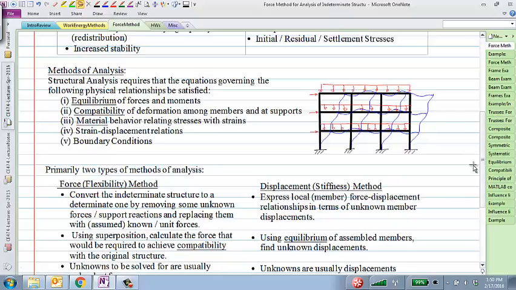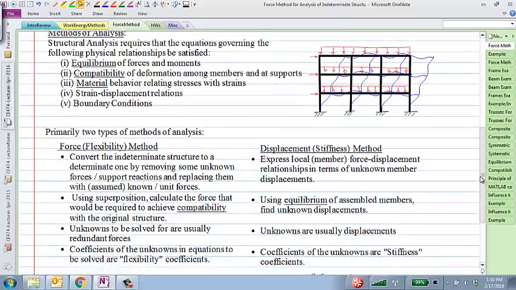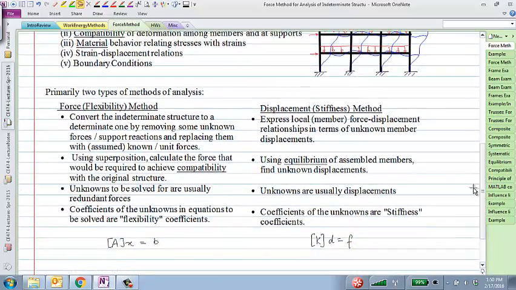So now how do we solve such structures? Till now, we've been looking mostly at determinate structures, which is all good and fine. But in real life, of course, most of the structures are indeterminate. So there are primarily these two methods that I've outlined here. One is a force-based method, also called a flexibility method, and the other is a displacement method.